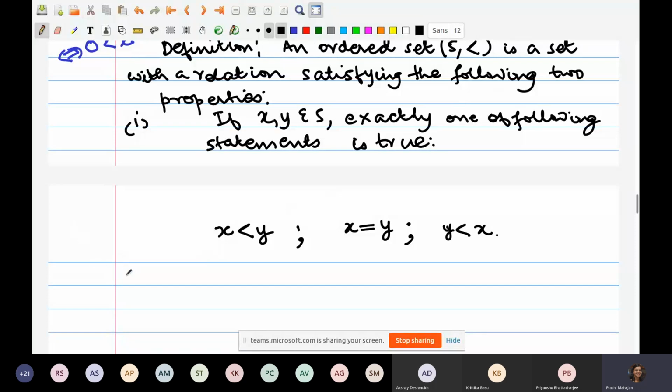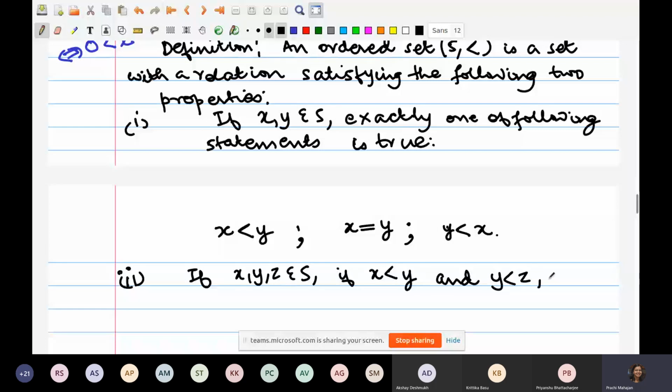So this is the first one, and the second one required is that given three elements in this set, if x is less than y with respect to this order relation and y is less than z, then it would follow that x is less than z. So when I have a set S with a relation satisfying 1 and 2, we say that this is an ordered set. Perhaps you've seen this before.